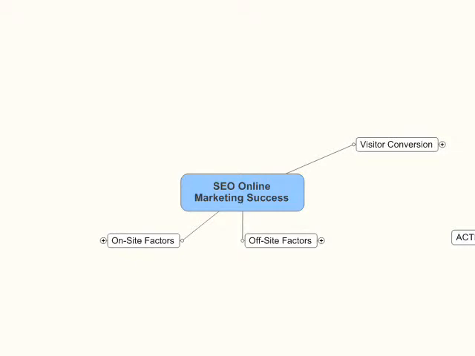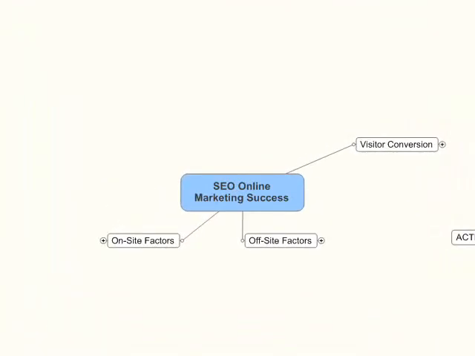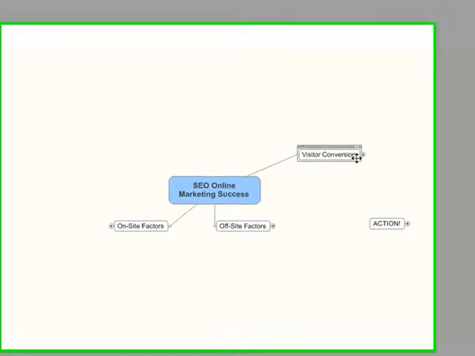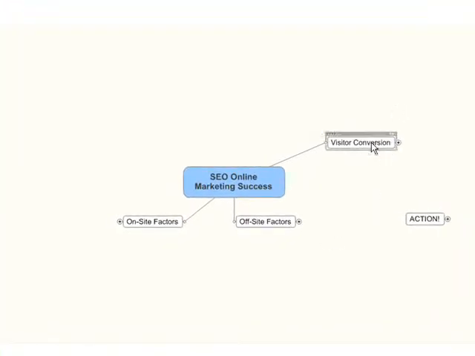So first of all, there's three areas that I recommend focusing on for search engine optimization. And when I go in with a client, I think of O.O.C, which would be on-site factors, off-site factors, and conversions. So that's visitor conversion. Well, let's take a look at the first one. What is on-site factors? What does that involve?